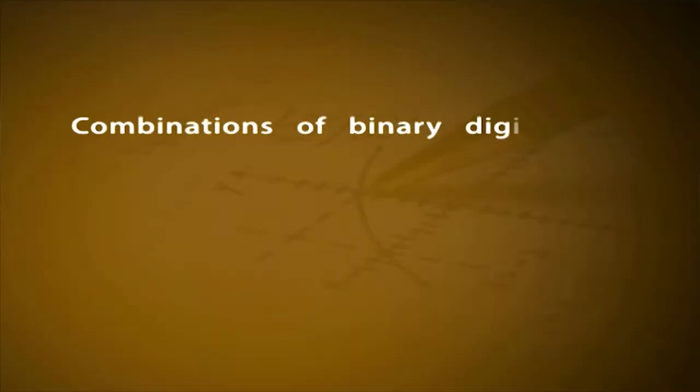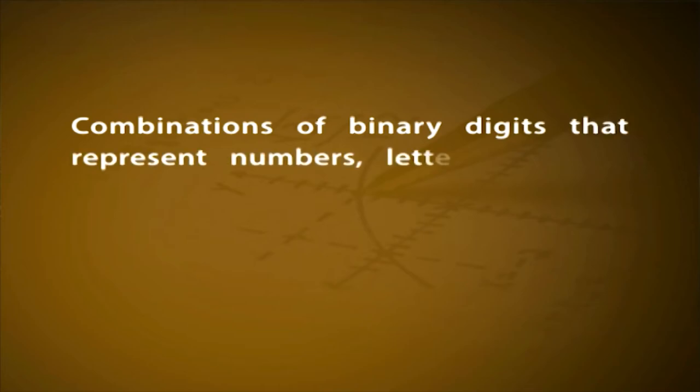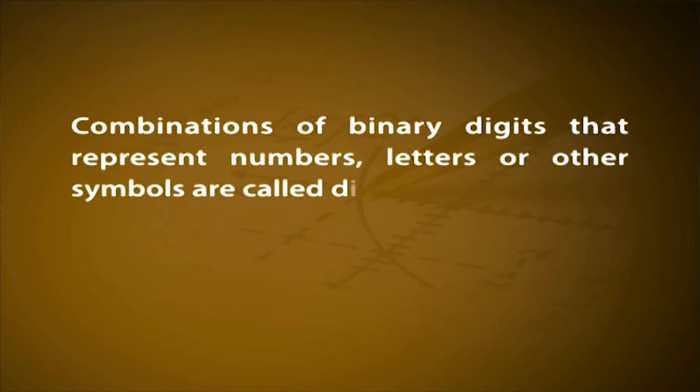Computer codes. Not only numbers, but letters and other symbols can also be represented using binary digits. Combinations of binary digits that represent numbers, letters, or other symbols are called digital codes. Different types of codes have come into existence to represent numerical and alphanumerical characters.